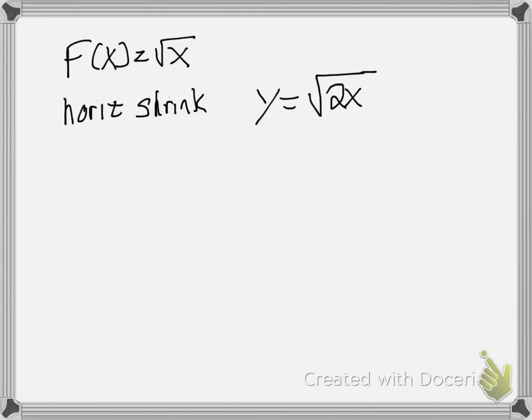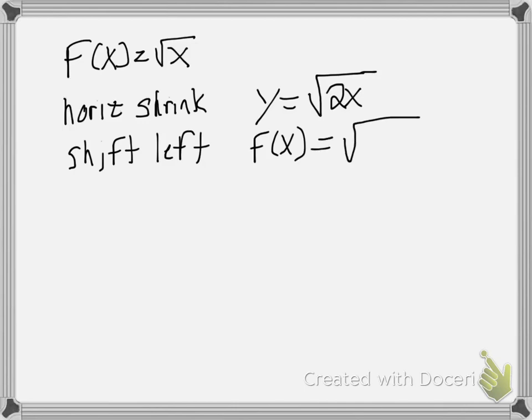Okay, and now we have shifted left 3 units. Well, that's going to give me, again, I keep switching between f of x and y, the square root of 2 times the quantity x plus 3. Now remember, what gets shifted is the x plus 3, so I'd have to put that in parentheses, and then the 2 would actually affect that as well. Okay?